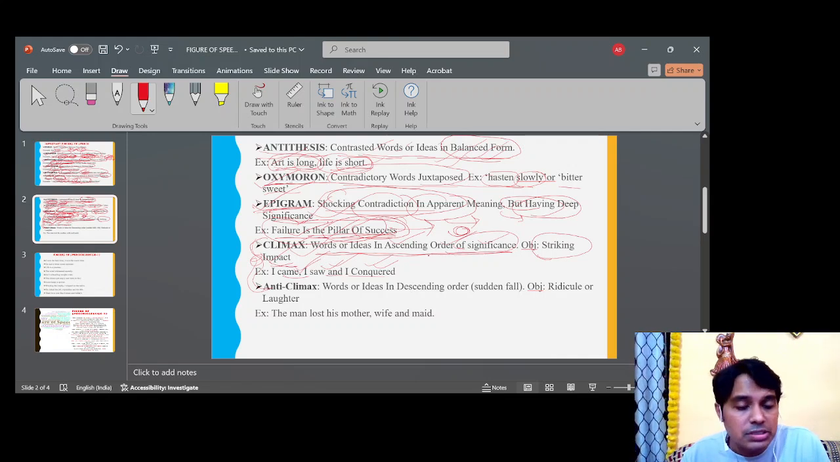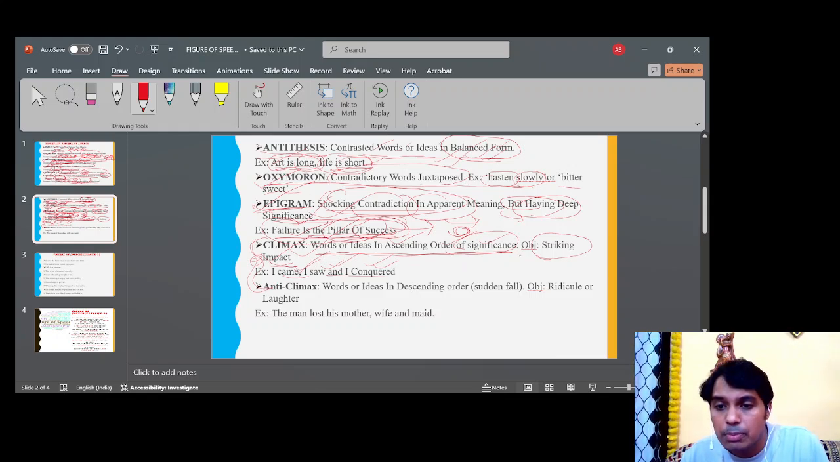As I told you just now, climax is one thing, and anticlimax is just its opposite. We have to keep in mind that the objective of climax is striking impact, and another objective, of anticlimax, is ridicule.